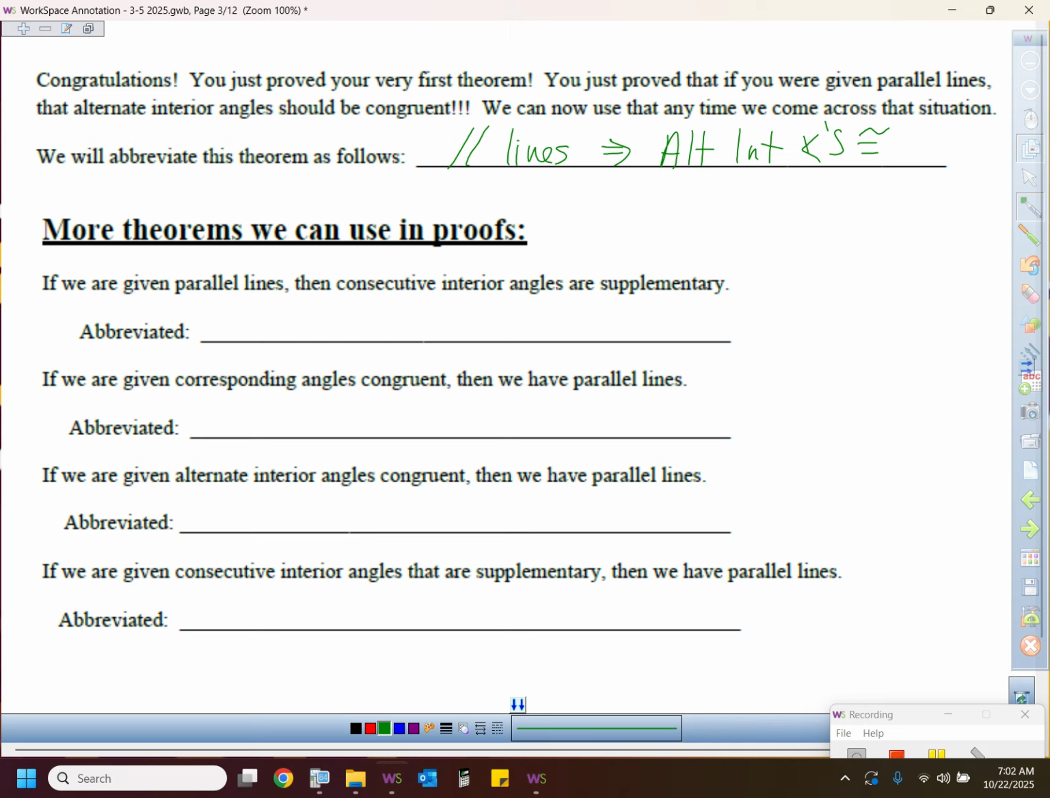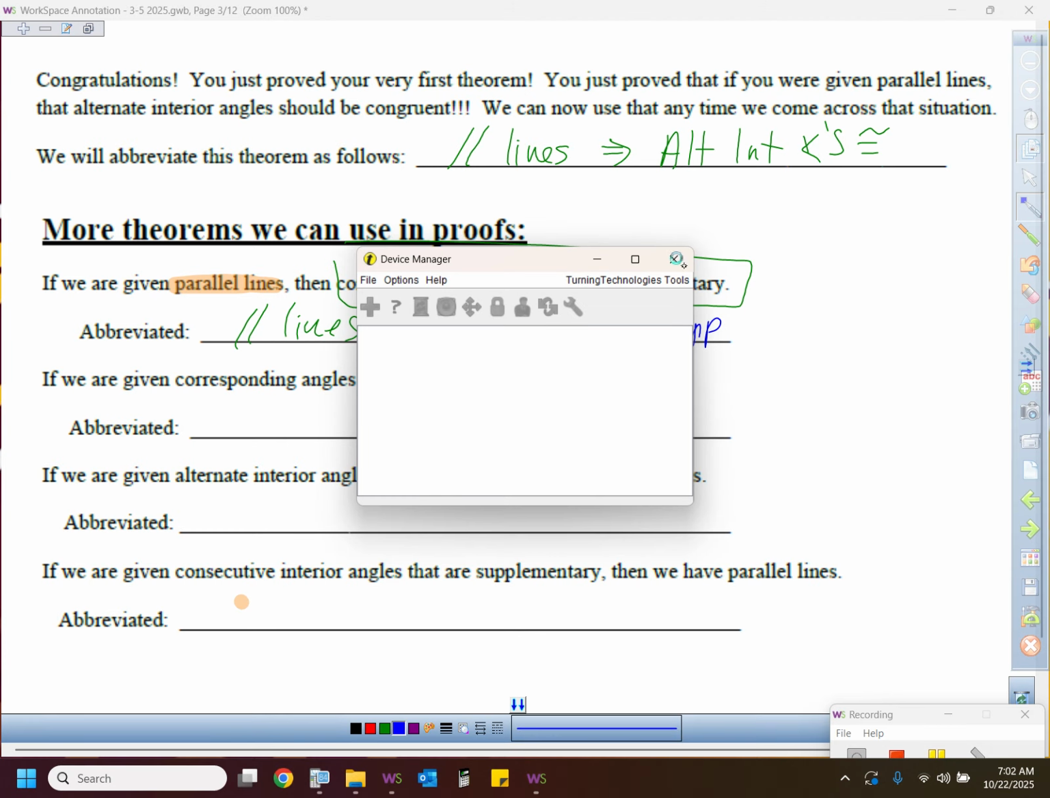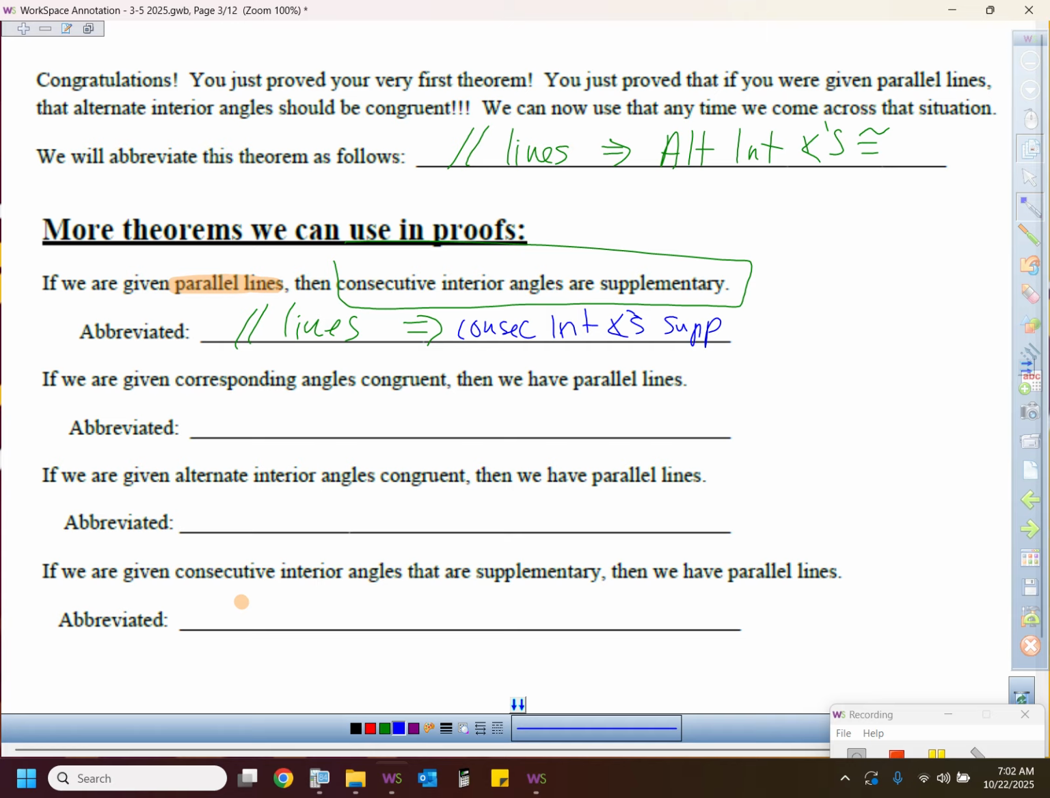But there's a whole lot more. So without going through a bunch of proofs to prove that, here's some other things that they tell us. If they give me parallel lines, so I'm going to start with parallel lines, then that implies that consecutive interior angles are supplementary. So that means that they would add up to be 180 degrees.